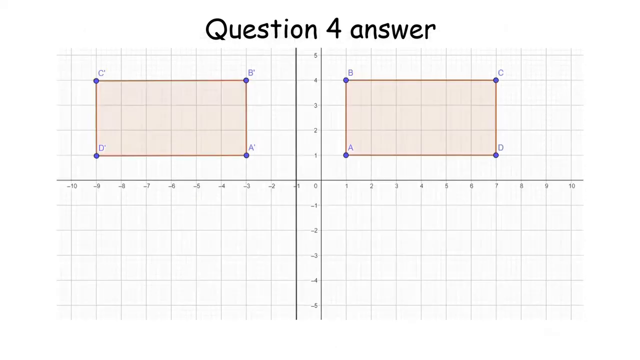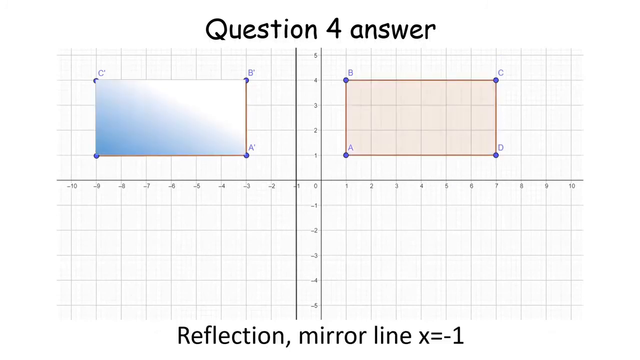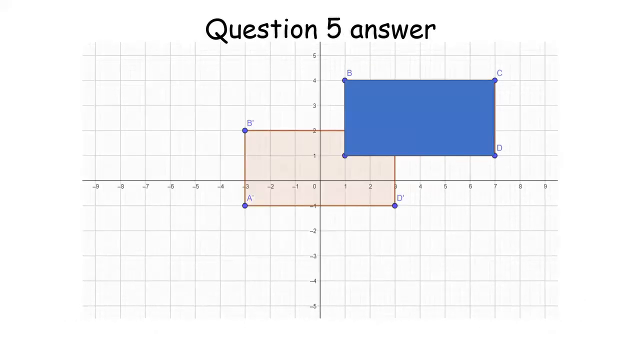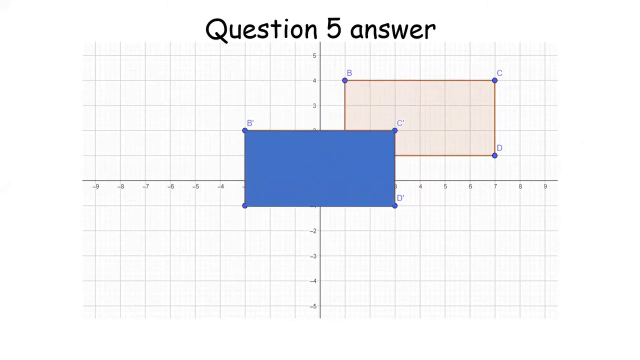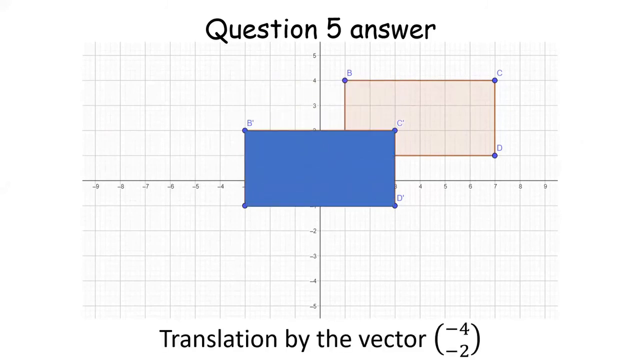Question 4. This is a reflection. It's reflected in the mirror line at x equals -1. Question 5. This is a translation in the negative x direction and the negative y direction. This is a translation by the vector -4, -2.